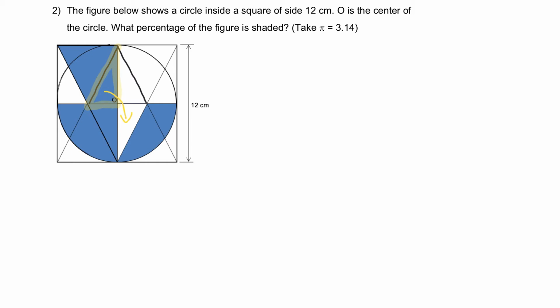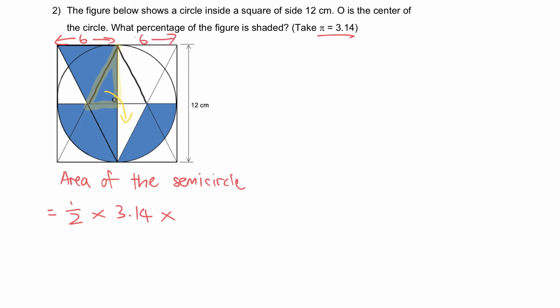Step 1, area of the semicircle. There will be half times the pi, which is 3.14, times the radius. In this case, the radius will be 6. Alright, since this is a square, therefore, this is 6, this is also 6. 6 centimeter times 6 centimeter. And the answer here is 56.52 centimeter square.